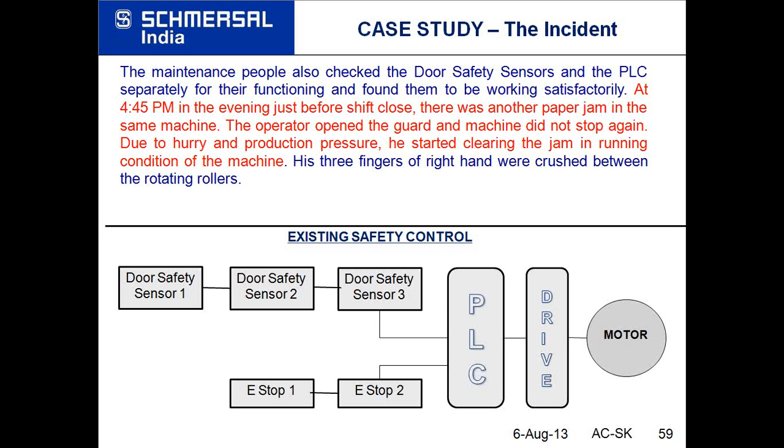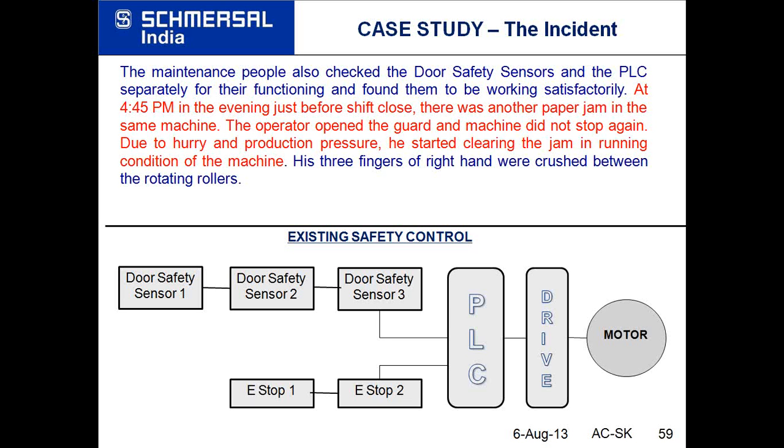Fortunately, the cutting portion was not so easily accessible. It was only the rollers where his fingers came in, because he was clearing the jam. So you can see how an accident happens. There are various incidences which can lead to accident. Okay, and as I have discussed in the first half of the presentation, accidents happen once in a lifetime.